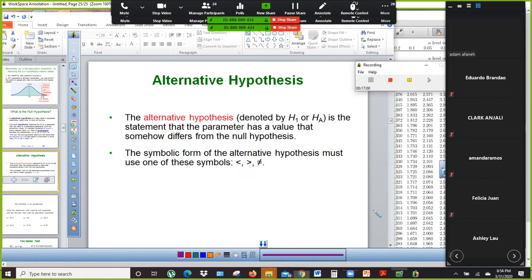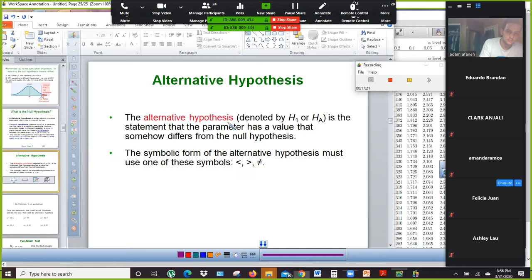Alternative hypothesis. The alternative hypothesis, denoted by H1 or HA, is the statement that the parameter has a value that somehow differs from the null hypothesis. The symbolic form of the alternate hypothesis must use one of these symbols: greater than, less than, not equal to.